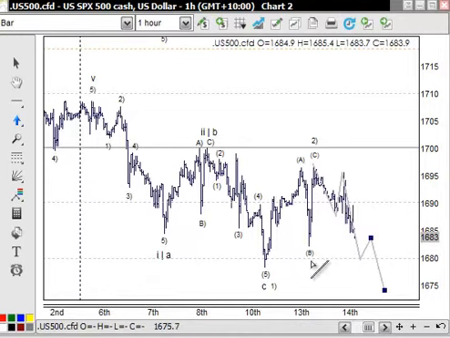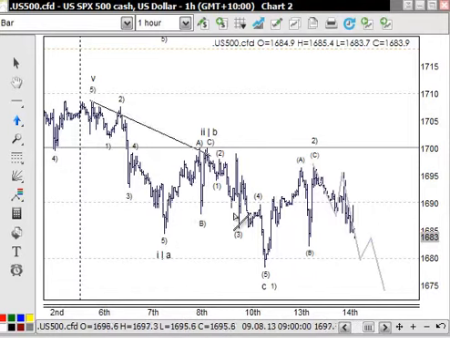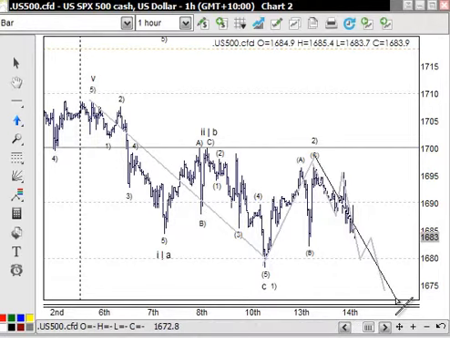It may end at that point there because in this situation we've got an A and a B and a C to here, and we're thinking that this may be the B wave here and the C wave down to here. So let's just allow that to play out.